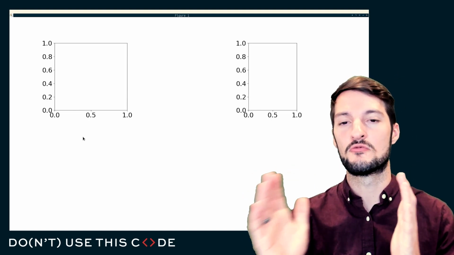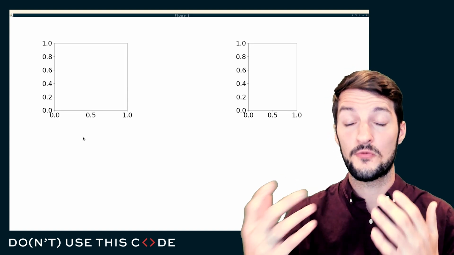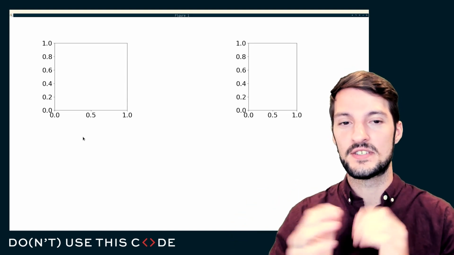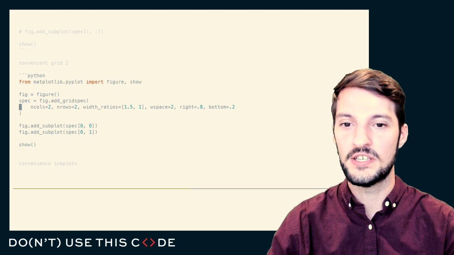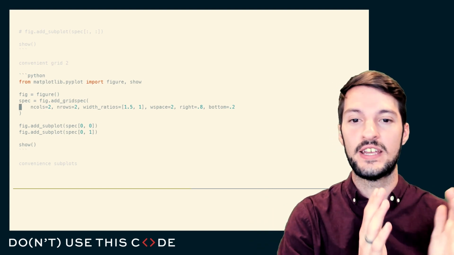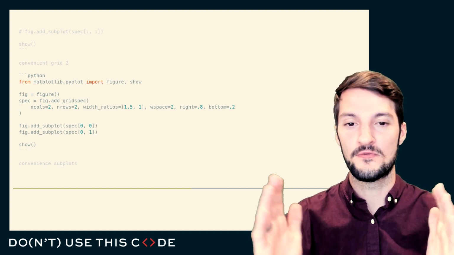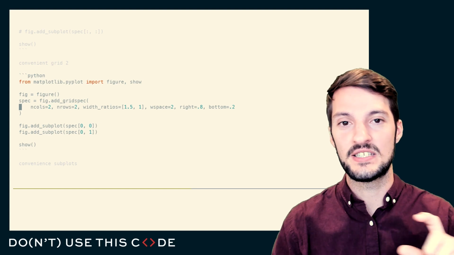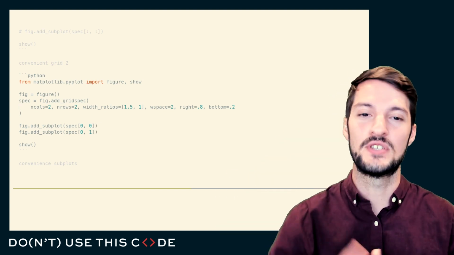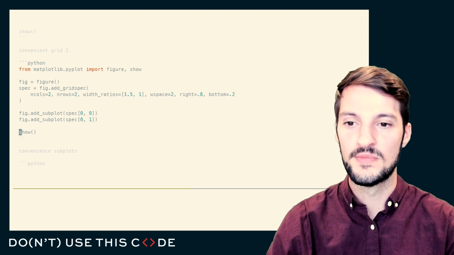You can specify the ratio of the widths and the heights of your grid. So this is actually a 2x2 grid, and I've just specified the left-hand column to be 1.5 times wider than the right-hand column. I've said put 2 units of spacing between the plots so they're nice and far away from each other, and then bring that right margin in just a little bit so that it spans 0.8 of the figure, and bring that bottom up just a little bit as well so it starts at 0.2 of the entire figure.